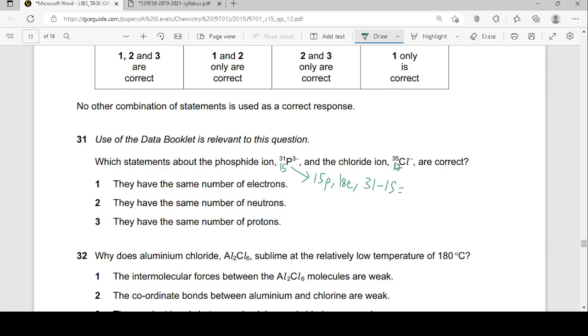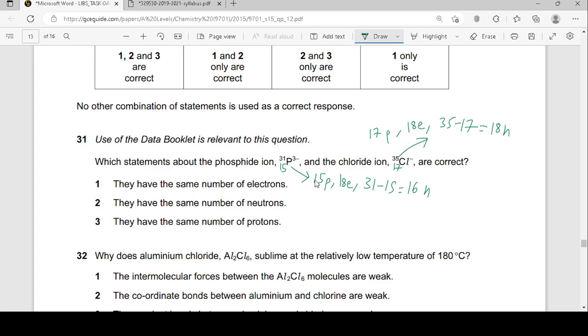30 minus 15 is 15, so one more than that, 16. So 16 neutrons. I should really improve my mental math. No, but anyways, hopefully it gets better with time. 17 protons, and then 17 plus 1 electrons, that's 18 electrons, and then 35 minus 17 is going to be 18 neutrons, I think. Yeah, 18 neutrons.